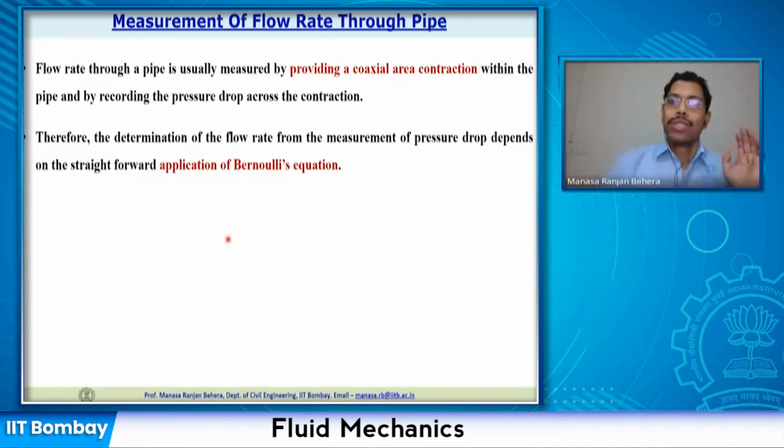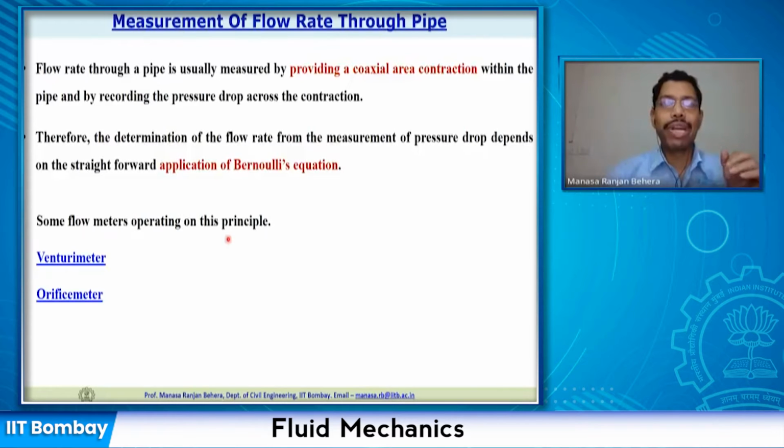So there are various devices which operate on these principles. We will discuss two of them which are widely used. One is venturimeter, the other one is orifice meter. Nozzle is also going to operate based on a similar principle, but in this class we will mostly focus on these two devices. One is venturimeter, another is orifice meter. So now let us look at the venturimeter.